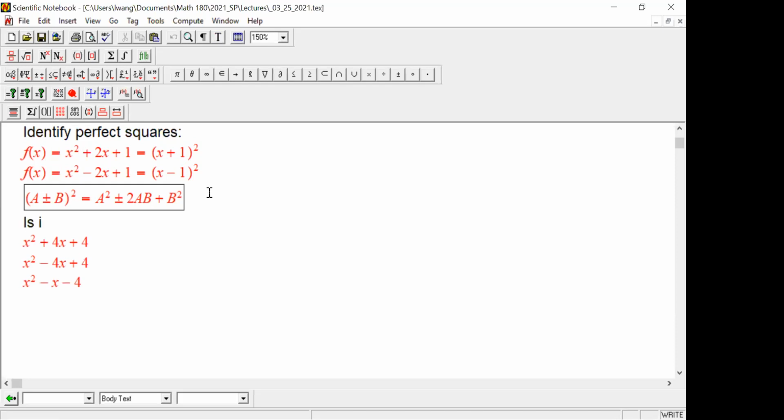Is the first one x plus 2 to the power of 2? So parentheses x plus 2 squared. Very good. You can verify this, right? Is it a perfect square? If yes, how does the perfect square look like?